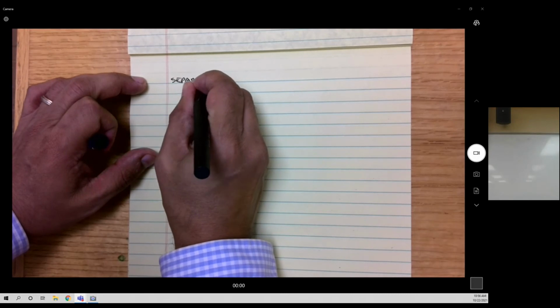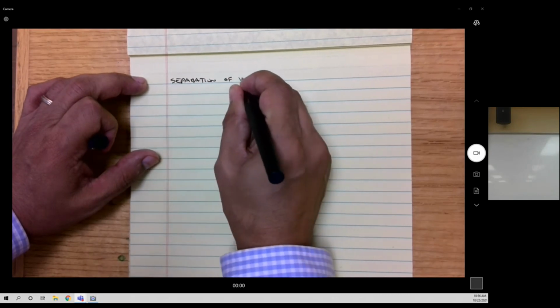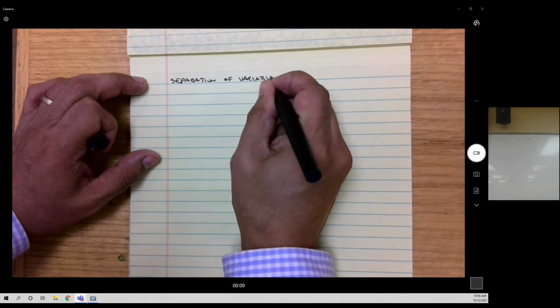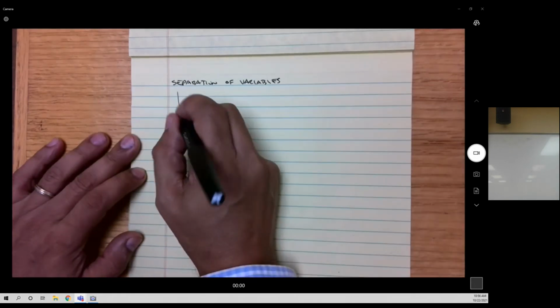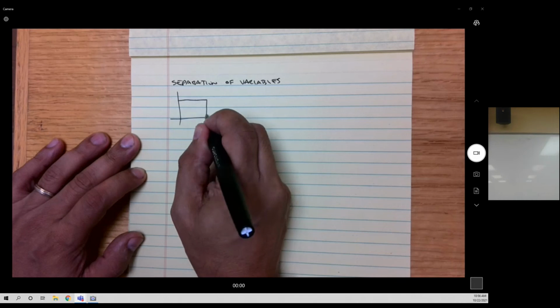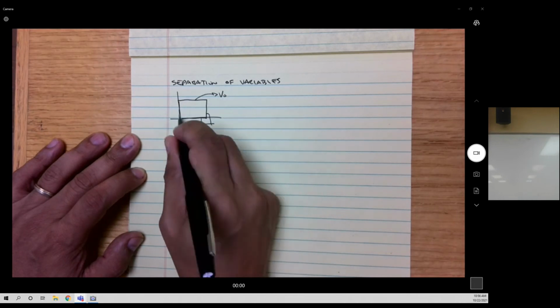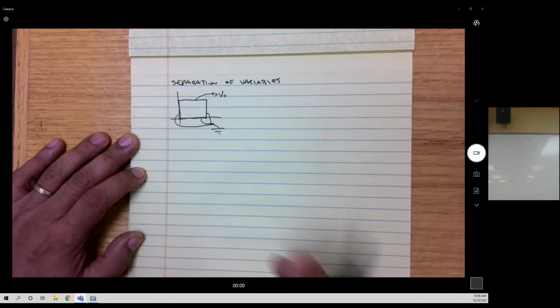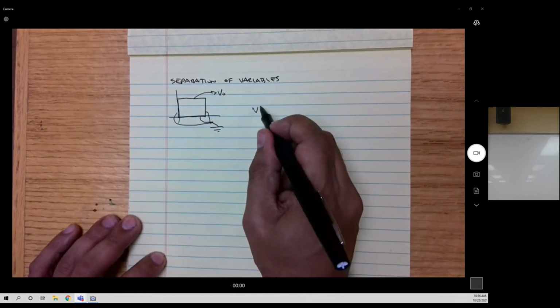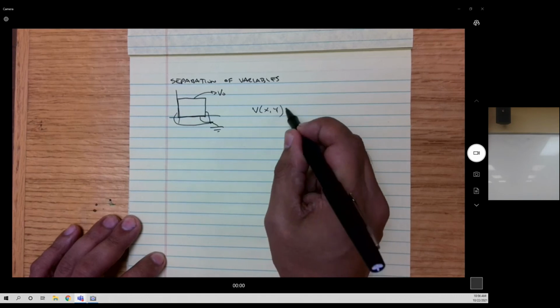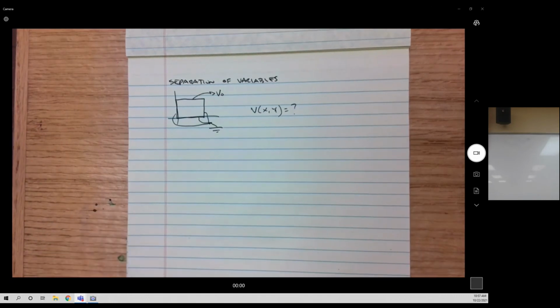So we've been talking about separation of variables. Last time we did that exercise of that square cavity, and we were trying to find out, given specific boundary conditions, all at ground, what will be this function of the electric potential? Knowing that if I can find the electric potential, then I can find the electric field, the electric displacement, and so on.